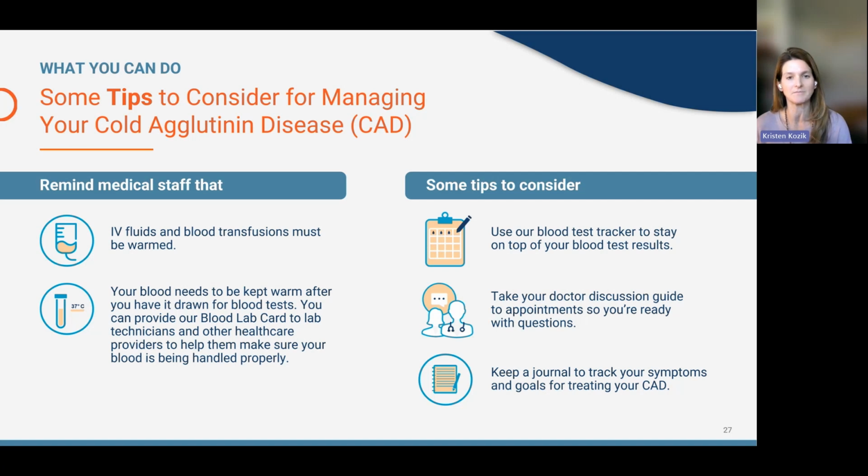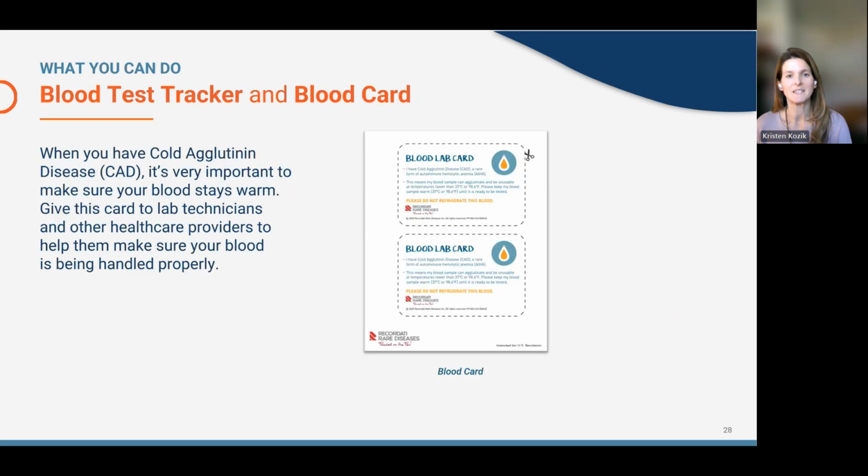A few additional tips to consider: use your test tracker to stay on top of your blood test results. Take your doctor discussion guide to appointments so you're ready with questions. And then keep a journal with notes about your symptoms or any advice your doctor has given you. Your doctor is your best reference for information about CAD and your treatment. As we talked about before, when you have cold agglutinin disease, it's very important to make sure your blood stays warm. You can give this card shown here to your lab technicians and other healthcare providers to help ensure your blood is being handled properly.